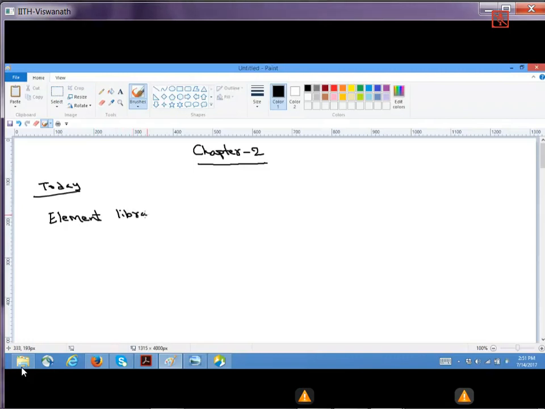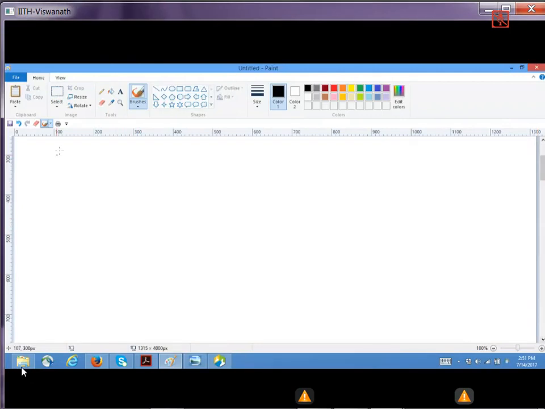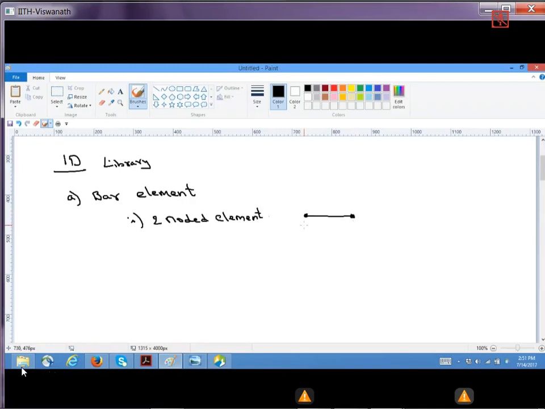So let's start with a one-dimensional library, the 1D library. The first one I have is a bar element. In a bar element, again it can be classified into a two noded element. A two noded element is nothing but a node and another node. So this is node A, node B, and this is element E.